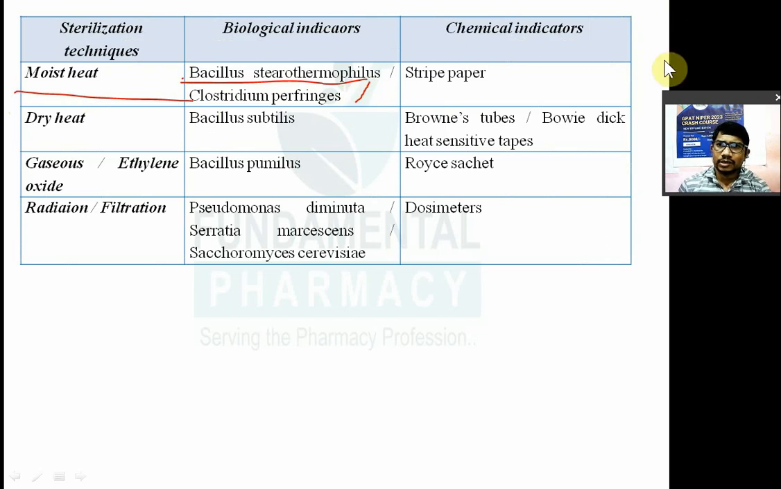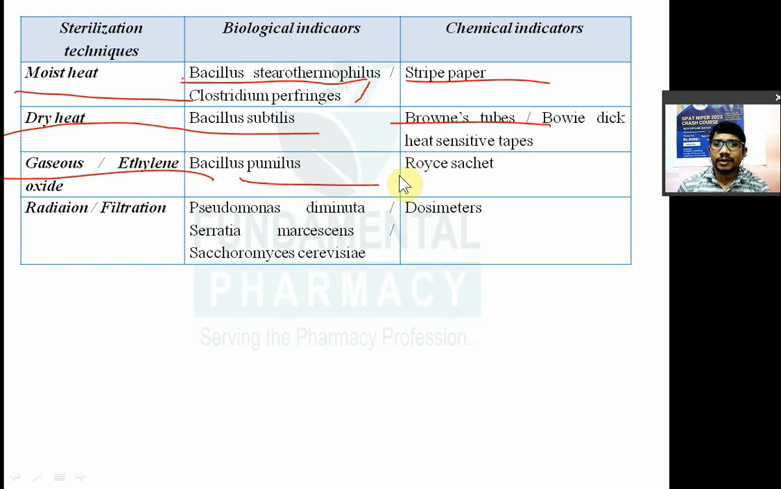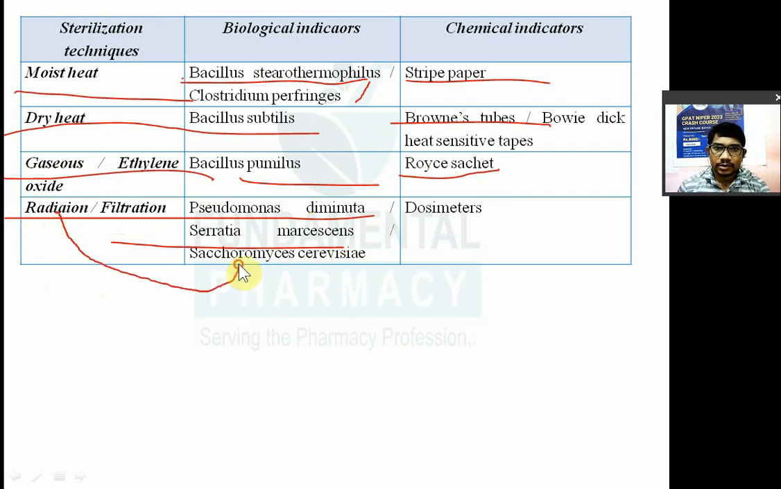और chemical indicator कौन सा है, स्ट्राइप पेपर, हीट सेंसिटिव स्ट्रिप। ड्राई हीट के लिए क्या है बायोलॉजिकल इंडिकेटर, स्पोर्स ऑफ बैसिलस सबटिलिस। केमिकल इंडिकेटर क्या है, ब्राउनिंग ट्यूब और ब्राउनिंग हीट सेंसिटिव टिप्स। गैसेस स्टरलाइजेशन और इथिलीन ऑक्साइड, इसके लिए बायोलॉजिकल इंडिकेटर कौन सा है, बैसिलस पुमिलस स्पोर्स। इसके लिए केमिकल इंडिकेटर कौन सा है, रोसी सैचेट। रेडिएशन और फिल्ट्रेशन स्टरलाइजेशन, इसके लिए देखो biological indicator is nothing but the Pseudomonas diminuta spores or Serratia marcescens spores और Saccharomyces cerevisiae. तो रेडिएशन के लिए इसके ऊपर क्वेश्चन बन चुका है Saccharomyces cerevisiae.